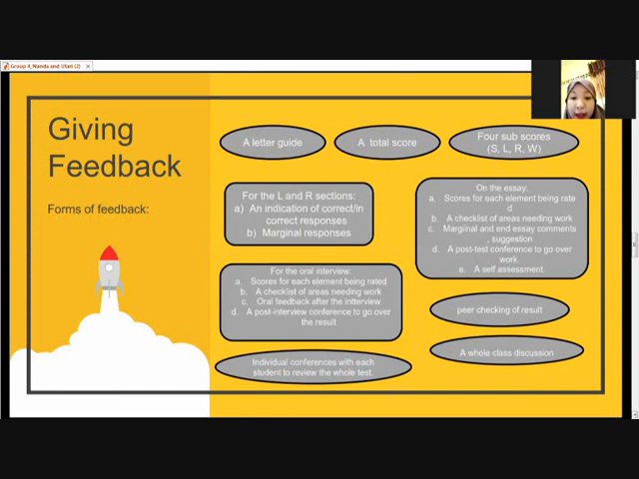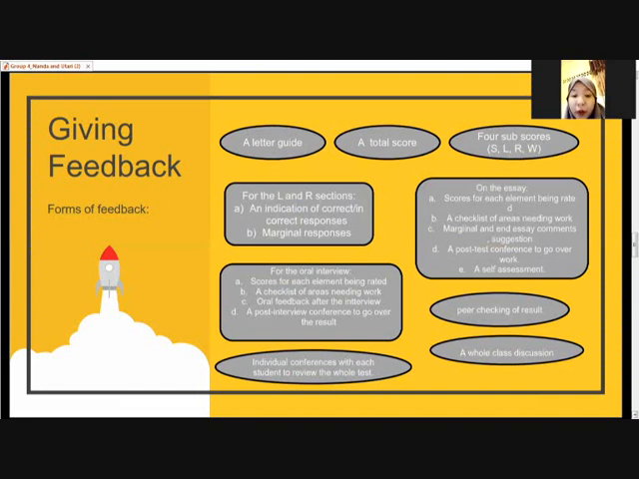And on the essay, it includes the scores for each element being rated and a checklist of areas needing work and suggestions, and a post-test conference to go over the work. And also the last is a self-assessment. And the form could also be peer checking of results.